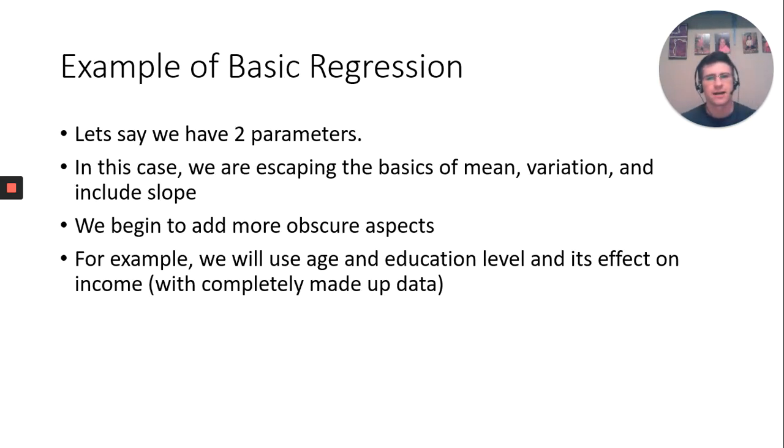So let's say we have a very basic example. We have two parameters. We're not going to use mean, variation, or slope. We're going to start using something that's a little bit more, let's say, relatable. So we're going to use age and education to impact income.